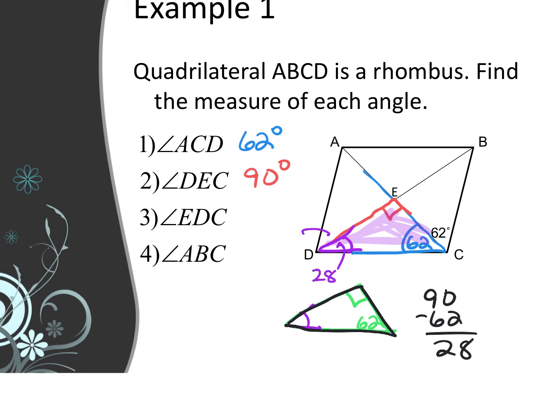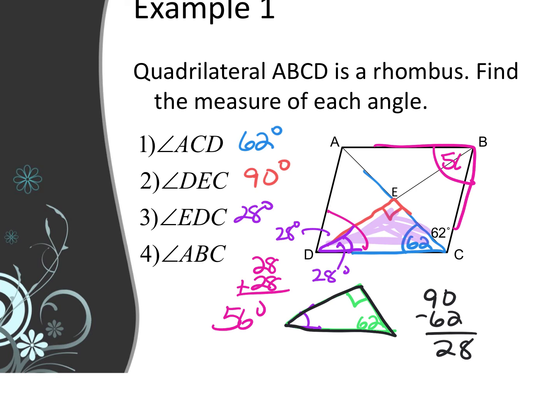I also know it was bisected, so this side's also going to be 28, because I'm going to need that to find ABC, because ABC over here is the angle opposite. So if these are both 28, 28 plus 28 gives me 56 for ABC. Answering all of this has now enabled me to use all the properties I just learned for a rhombus.